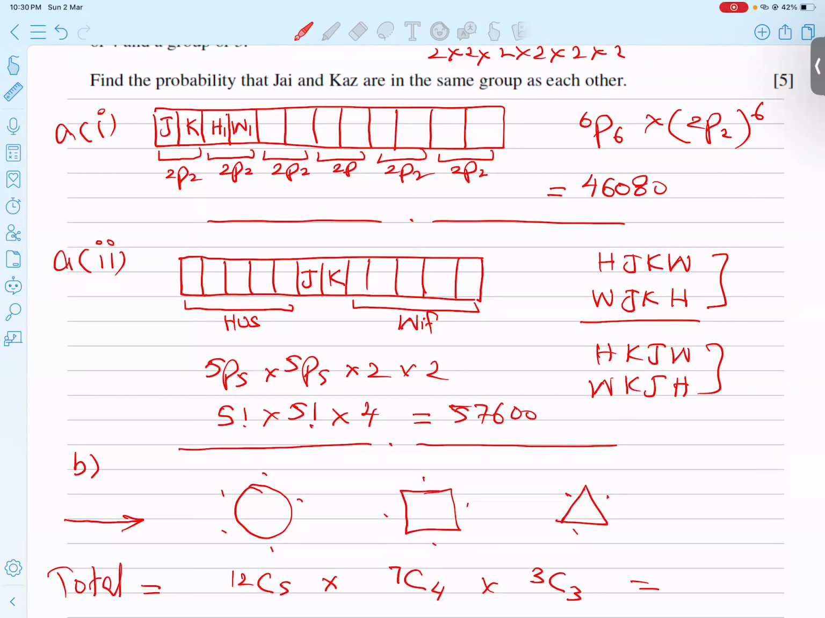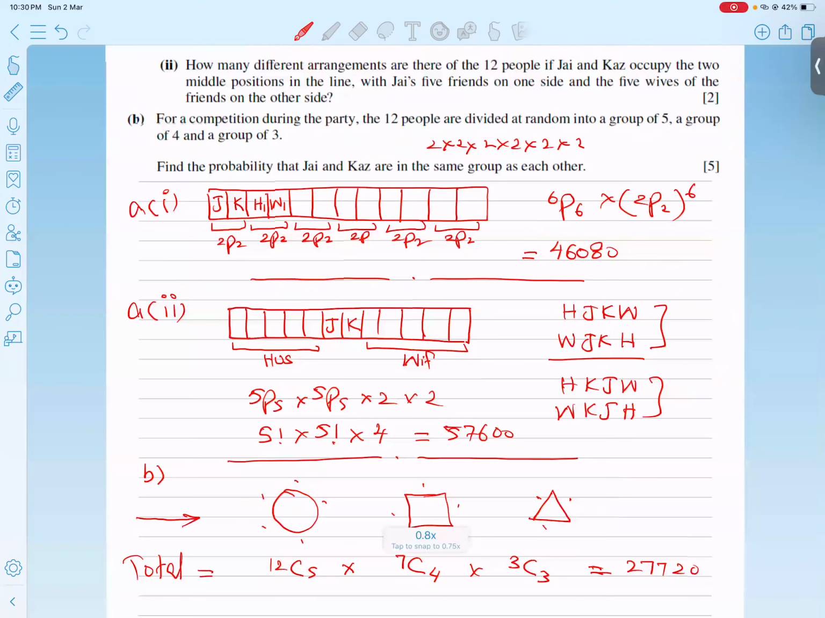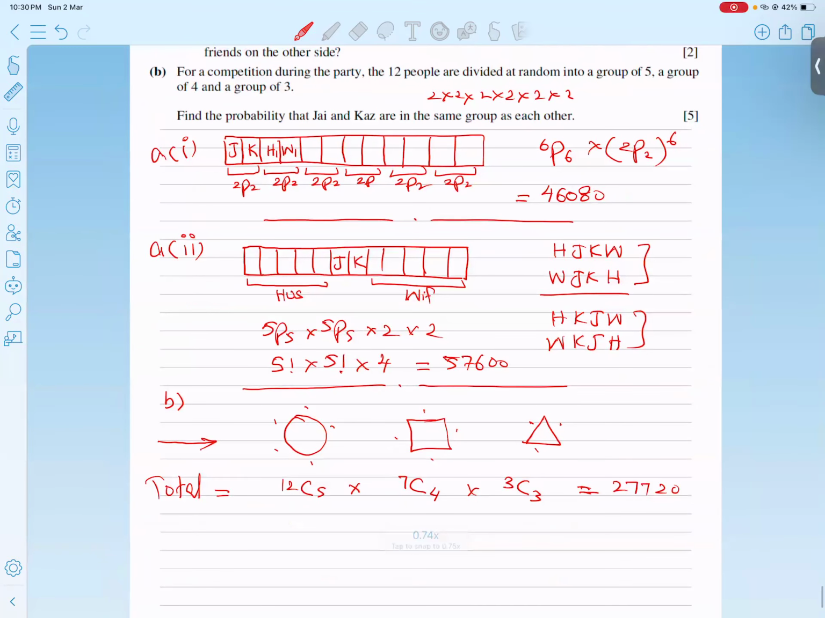Without any restrictions, if you check this answer now in the calculator, it turns out to be 27720. But now read the statement carefully. He's saying that in the same situation, you have to fix it, but J and K are in the same group. Whenever they go to a table, they will sit there together.